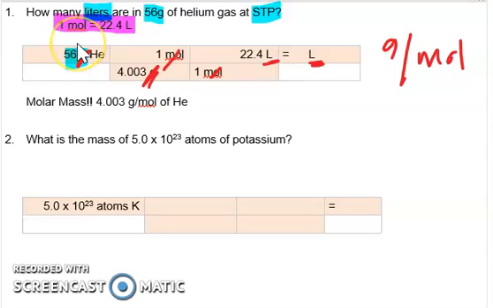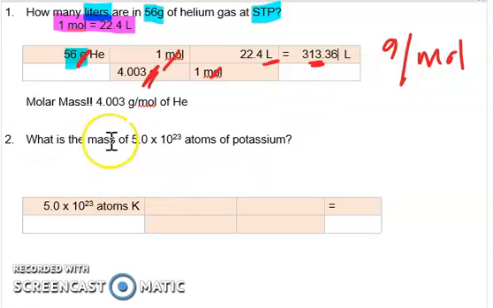So 56 times 22.4, because they're right next to each other. And then that number divided by 4.003. And that is going to be 313.36. I have to round to the hundredth. That was the instruction. So that was my answer. I gathered all of the units. I canceled them out using my conversions.